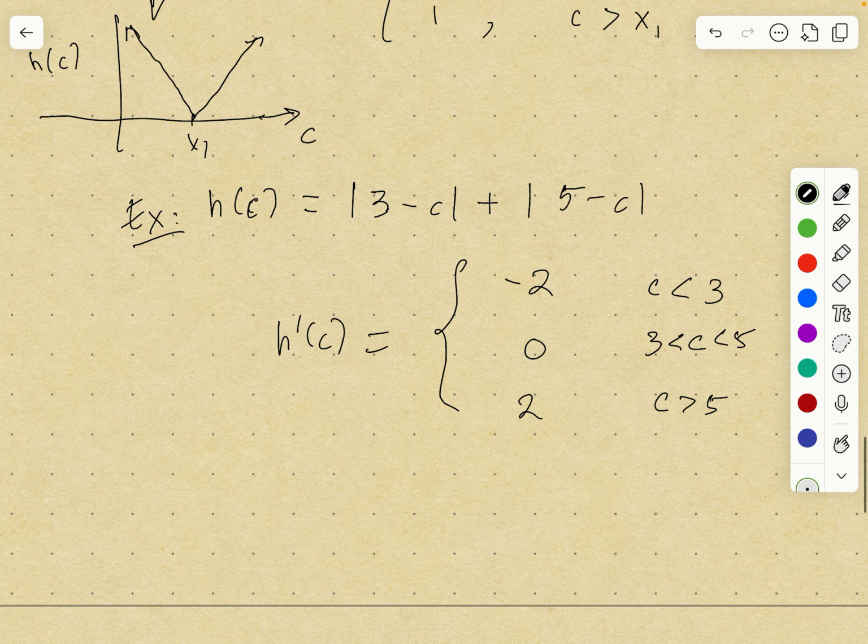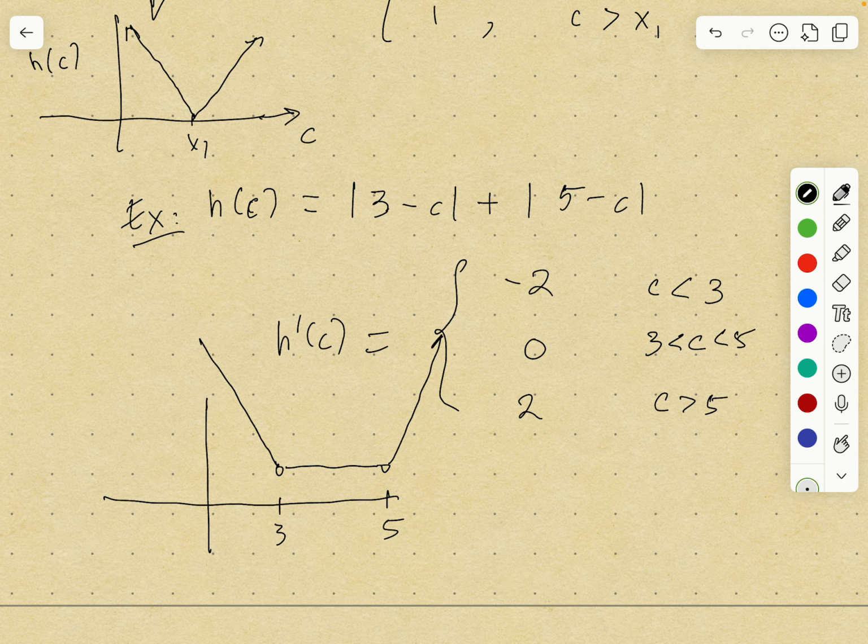So what this function h of c looks like: here's 3 and here's 5. It's going to have a slope of -2 when c is less than 3, then a slope of 0 between 3 and 5, and then a slope of 2 when c is greater than 5. That's what this function is going to look like.